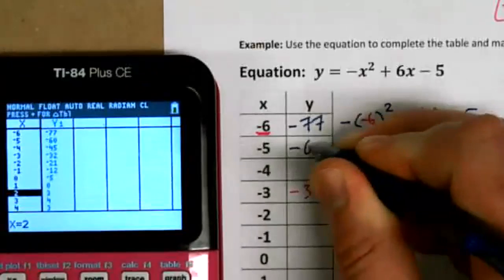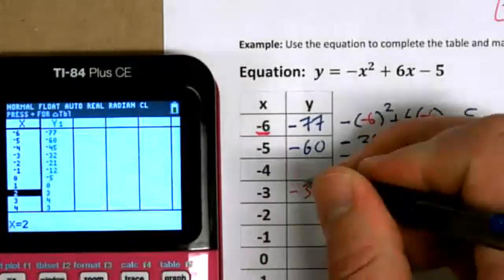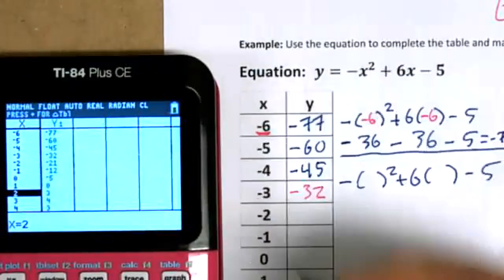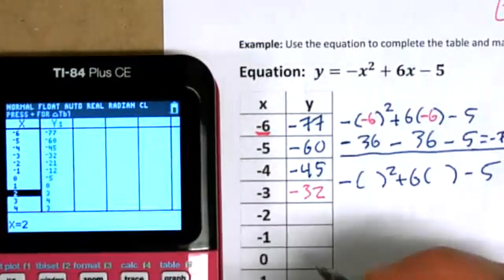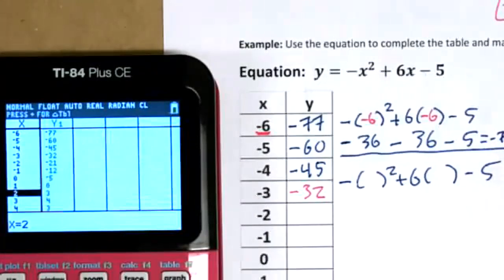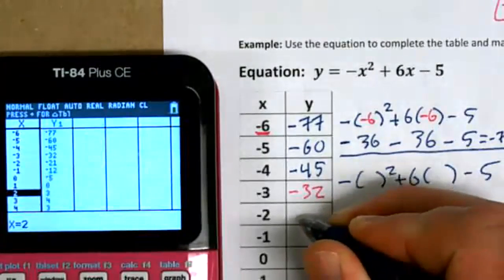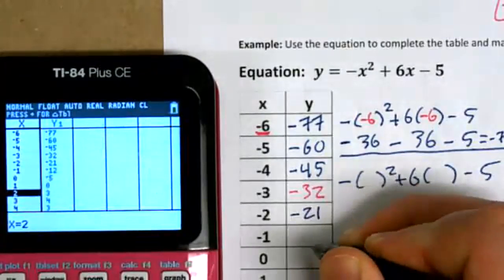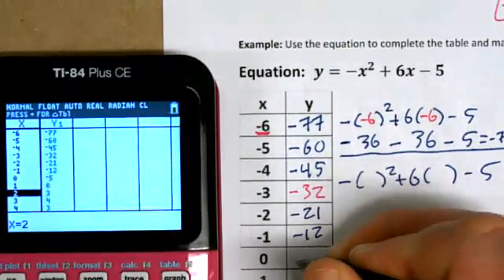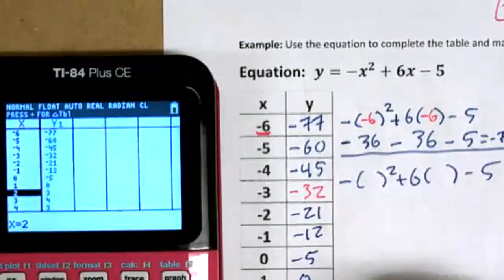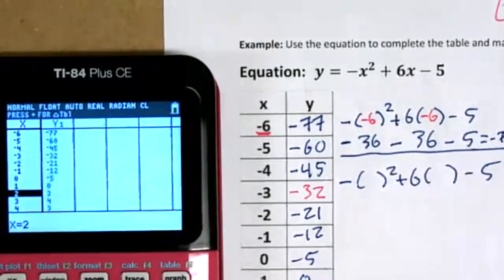We had -60 for -5, and I had several people in that row get that. -4 ended up giving us -45. Folks, hey, I need your attention. Stop the chatter. Make sure you're getting these numbers down because I'm going to be moving this page up in a second, and you're going to need them for what we're doing next. -2 gave us -21. -1 gave us -12. 0 gave us -5. 1 gave us 0. 2 gave us 3. And then 4, 3, 0, -5 to wrap it up.